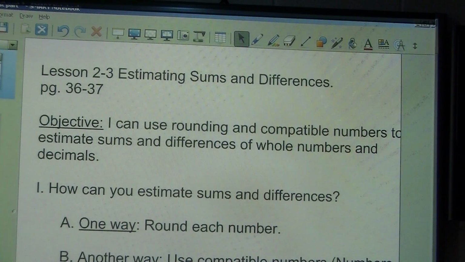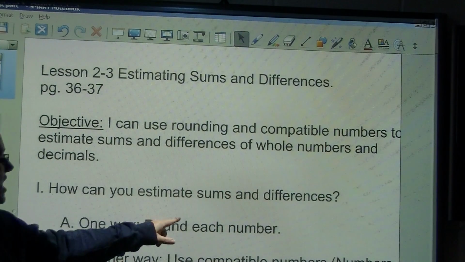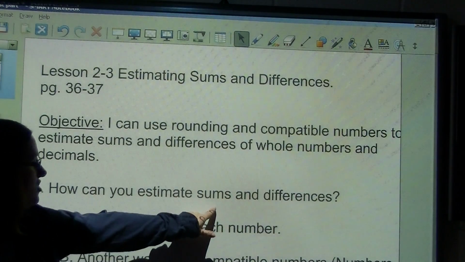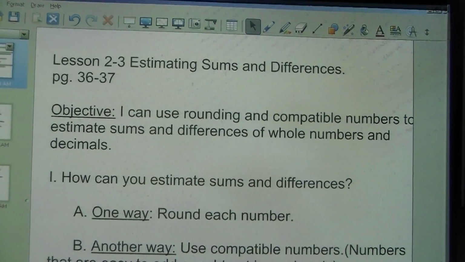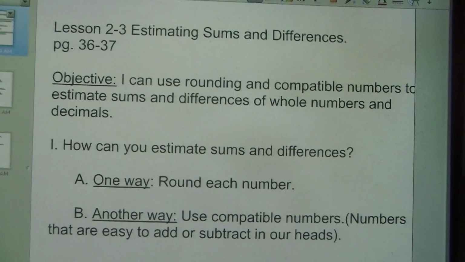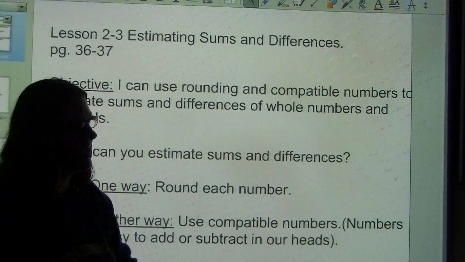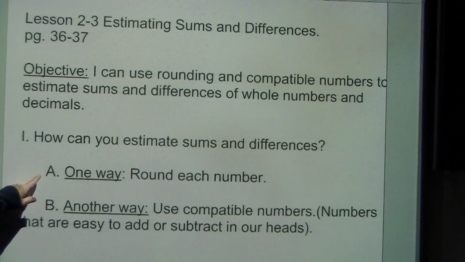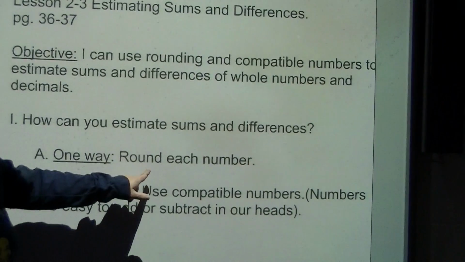So by the end of today, we would like to have a good concept and grasp of how to use rounding and compatible numbers to estimate. Okay? Put down Roman numeral 1 for me, please, and write out your question. How can you estimate sums and differences? Again, if we need to, a reminder, what's a sum? Remember, sum is the answer to an addition problem, and a difference is the answer to a subtraction problem, just as a reminder.